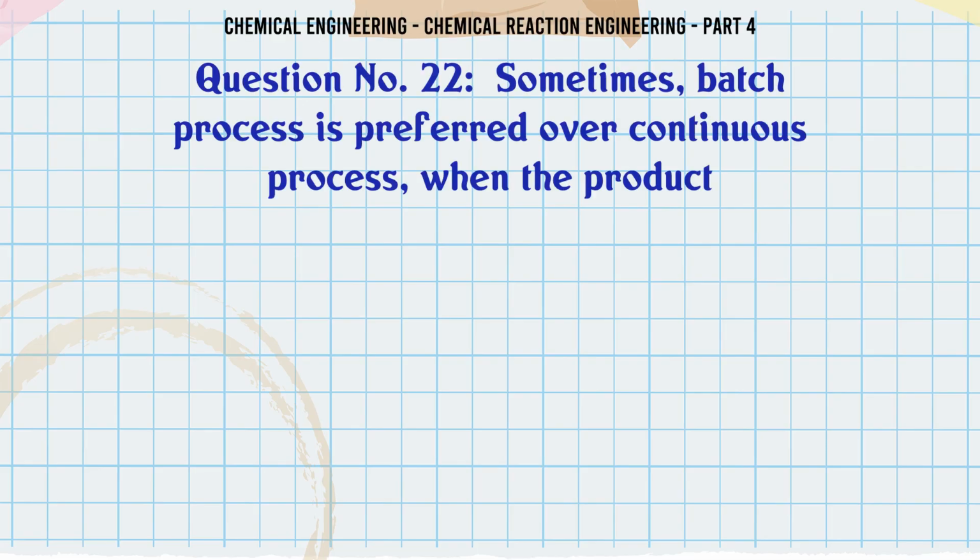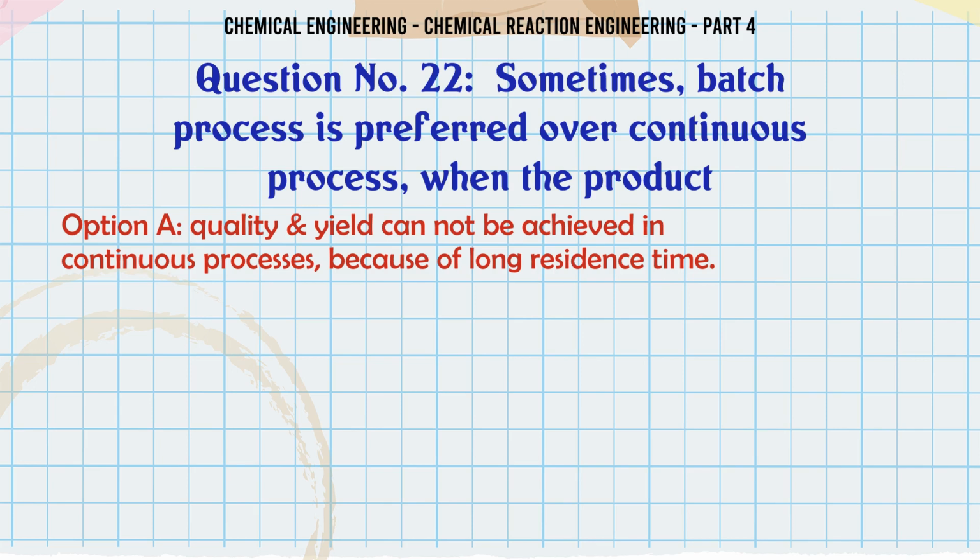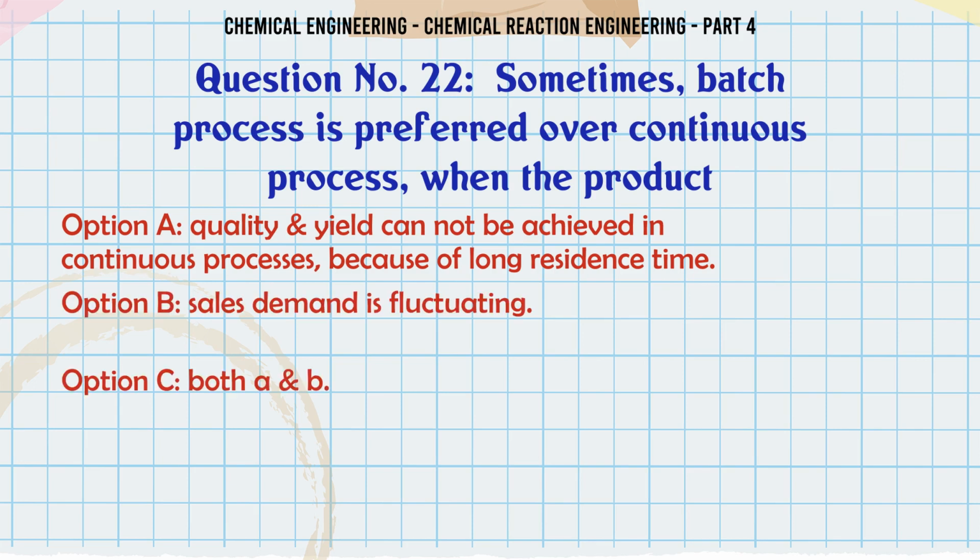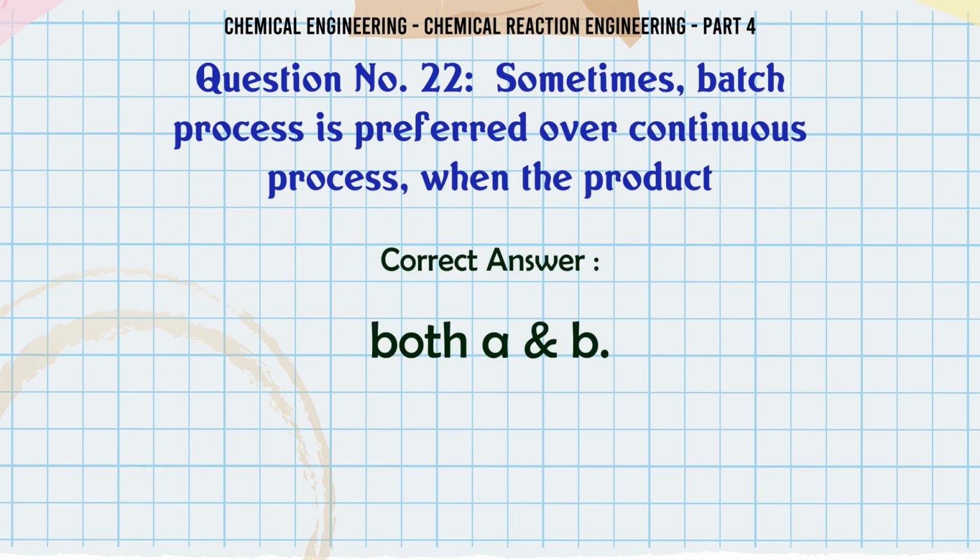Sometimes batch process is preferred over continuous process when the product A. Quality yield cannot be achieved in continuous processes because of long residence time, B. Sales demand is fluctuating, C. Both A and B, D. Neither A nor B. The correct answer is both A and B.